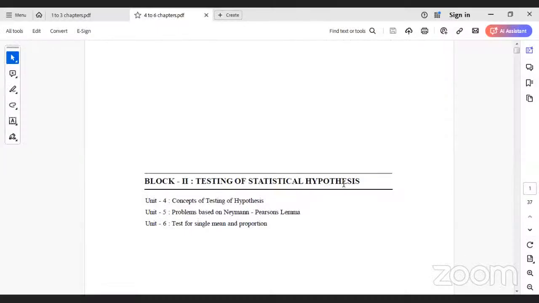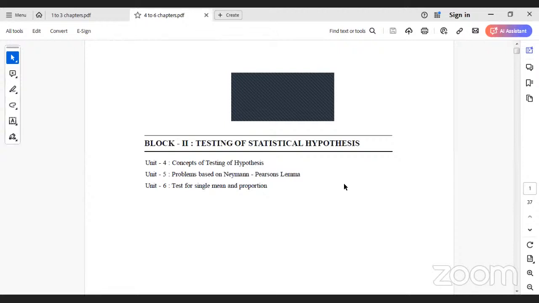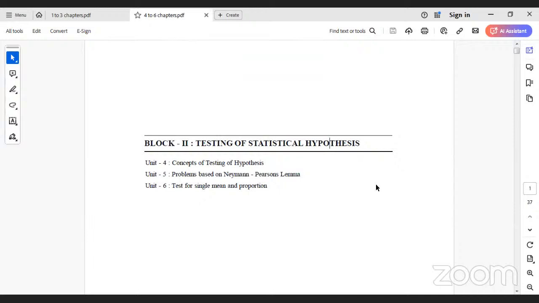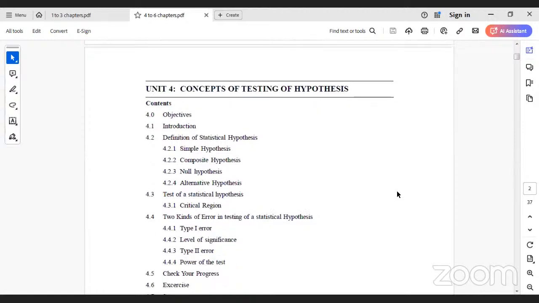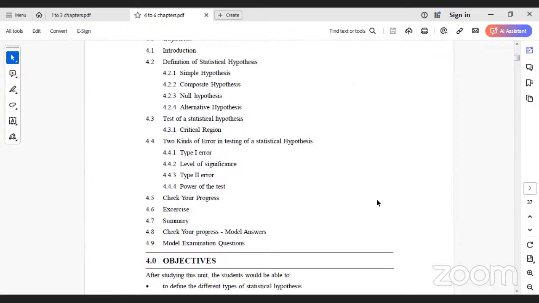Next, testing of statistical hypothesis: the concept of testing of hypothesis, problems based on the Neyman-Pearson lemma, and tests for a single mean and proportion are taken here. The concept of testing of hypothesis covers simple hypothesis, composite hypothesis, null hypothesis, alternative hypothesis, statistical hypothesis, critical region, type 1 error, level of significance, type 2 error, and power of the test.